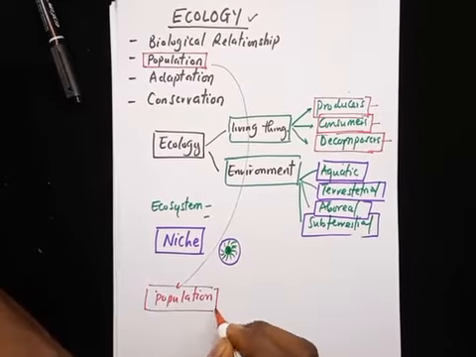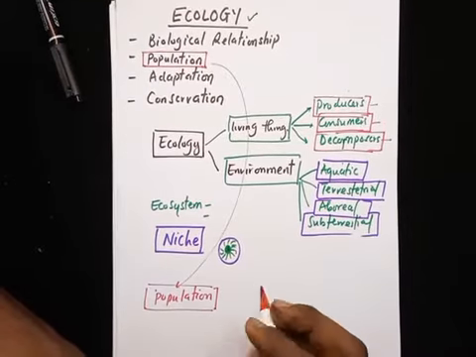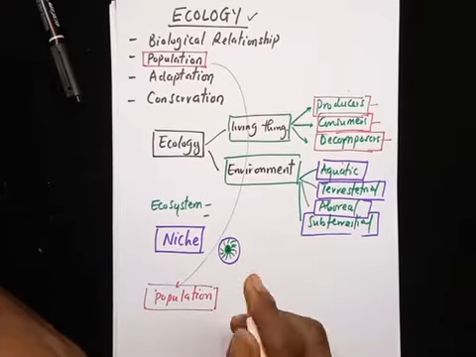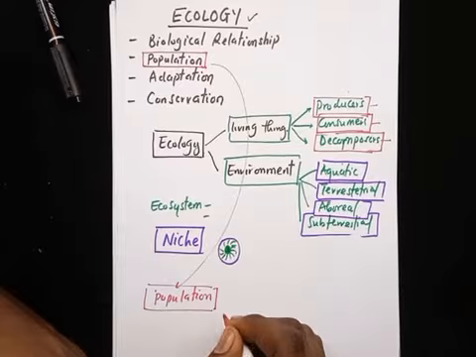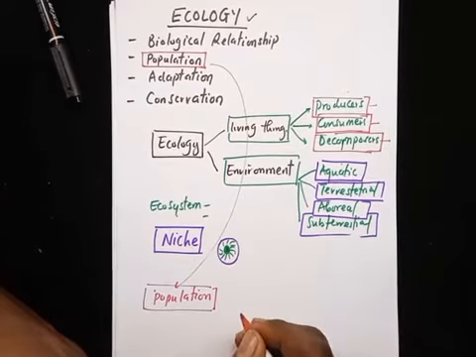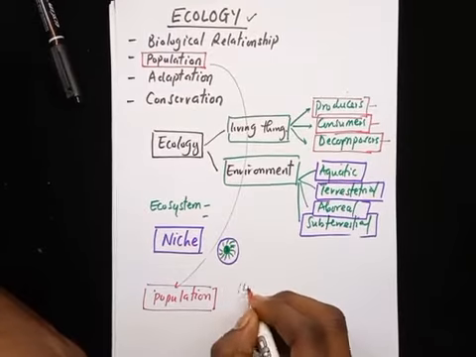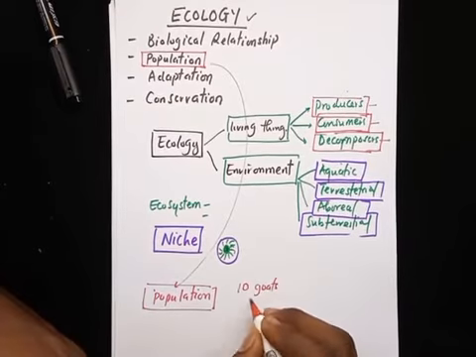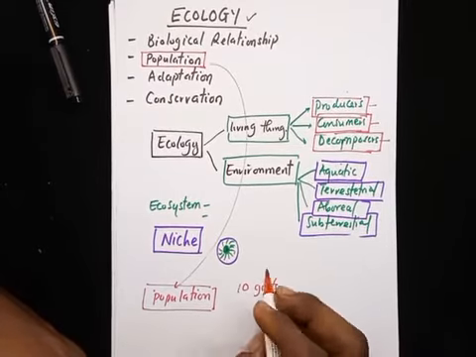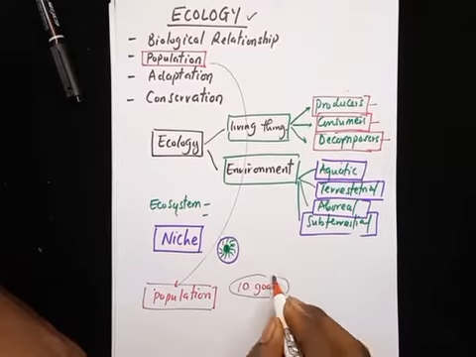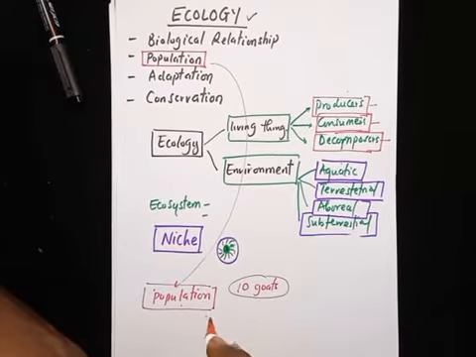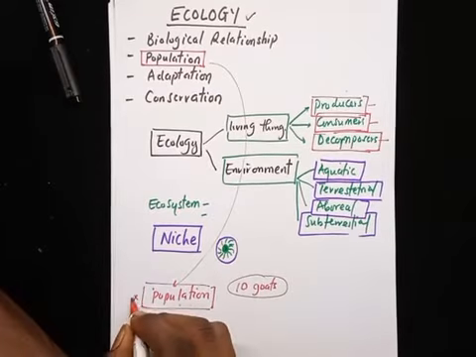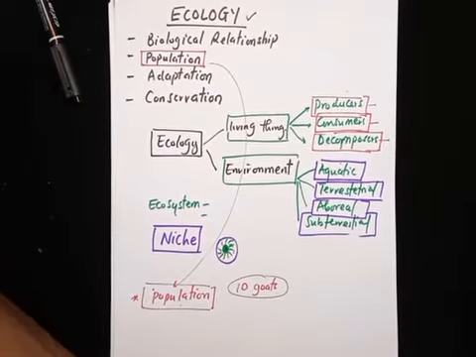What is a population? A population is a group of similar organisms living together in an environment. So if I have 10 goats living together in the forest, they become what? A population. So a group of similar organisms of the same species that live together in an environment forms a population. All right, so that's a population.